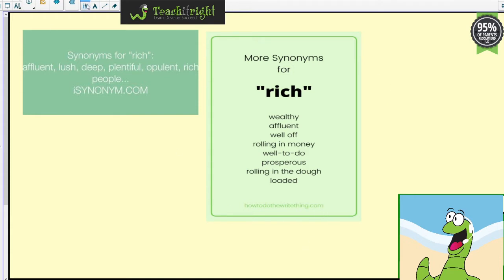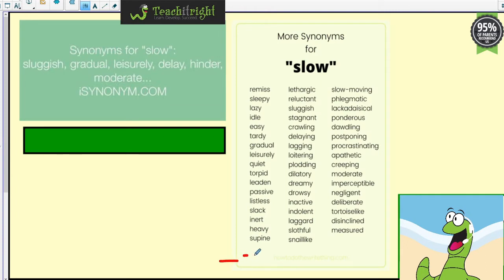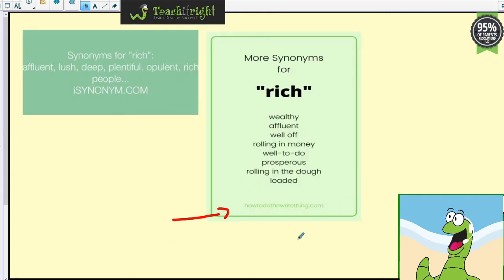And again, this website, by the way, if you can't see it down the bottom, I should make it large. This is howtodotherewriting.com. There was a similar one there, although you can't see it as clearly. So if you want to go to that website, again, I believe they have more of these sort of synonym lists that you can try and learn.